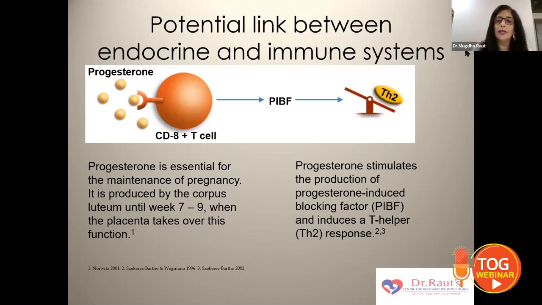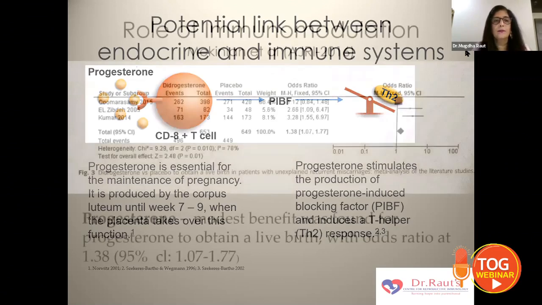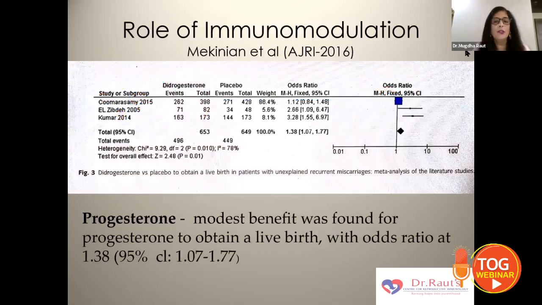Progesterone stimulates the production of progesterone-induced blocking factor, which I had explained in my first webinar, and induces a T helper response, or a Th2 response. So as shown in the diagram, it acts as a link between the endocrine system and the immune system. Using only progesterone has been shown to give a modest benefit, with an odds ratio of 1.38.